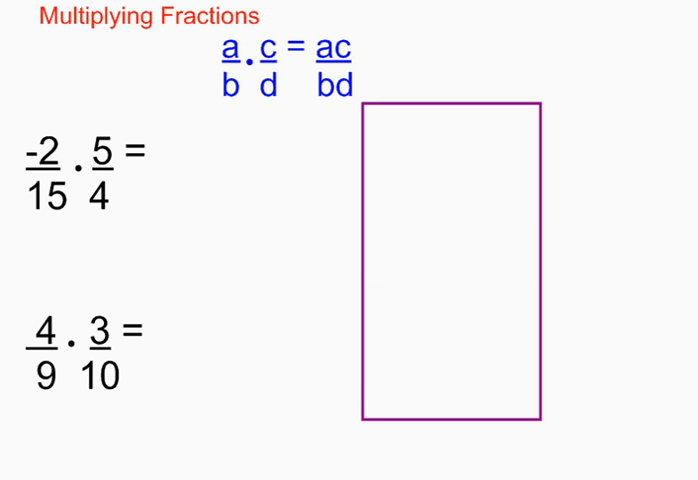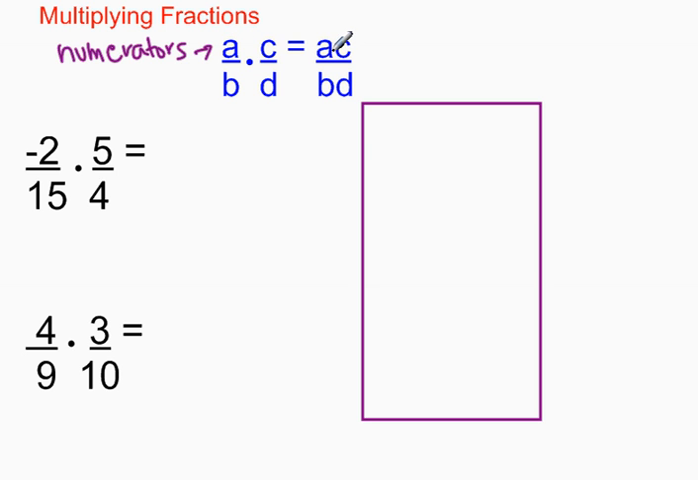To multiply fractions, we're going to follow this rule written up here in blue. This is the algebraic way to show how to multiply fractions. We're going to take the numerators, which in this case are a and c, and we're just going to multiply them together. A times c looks just like this.